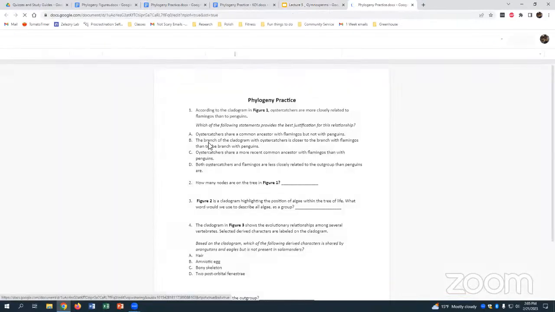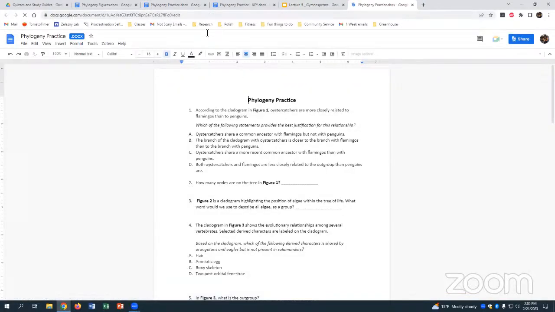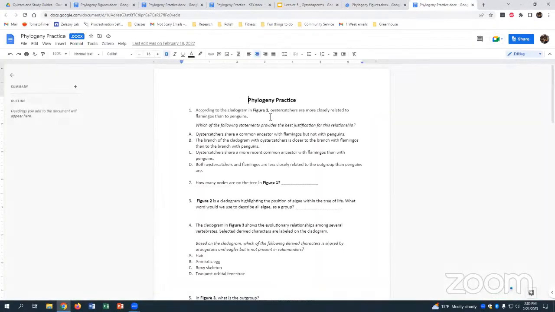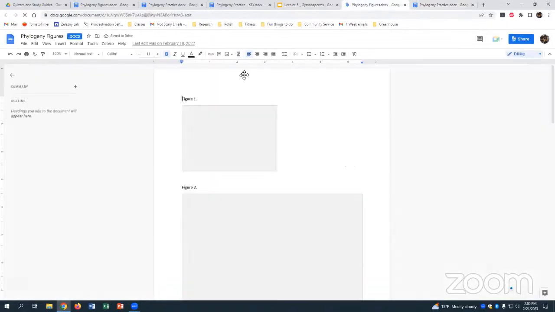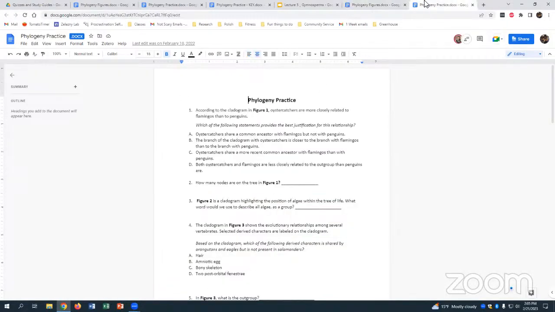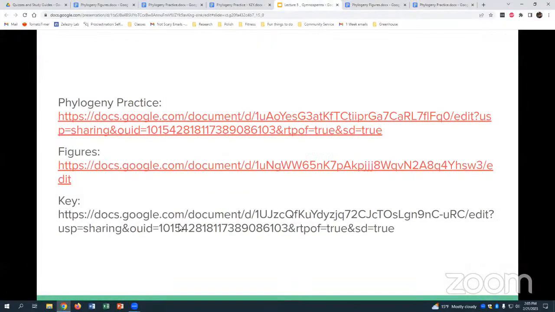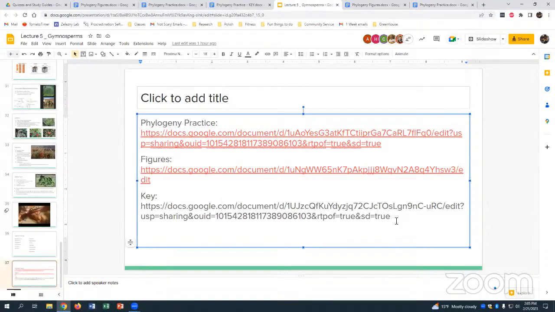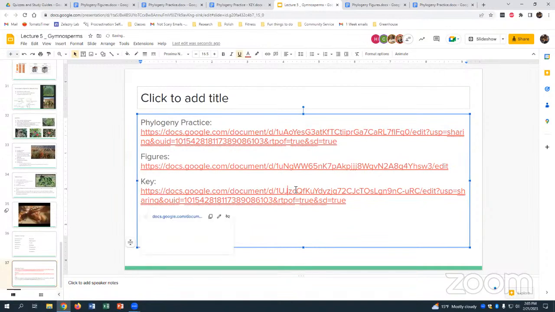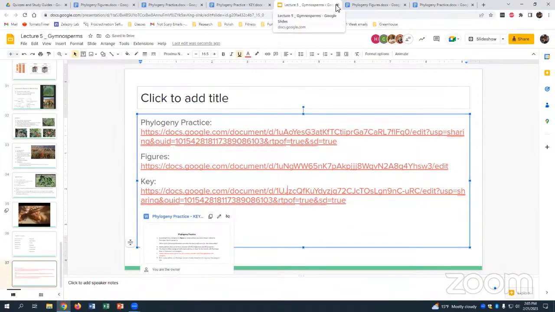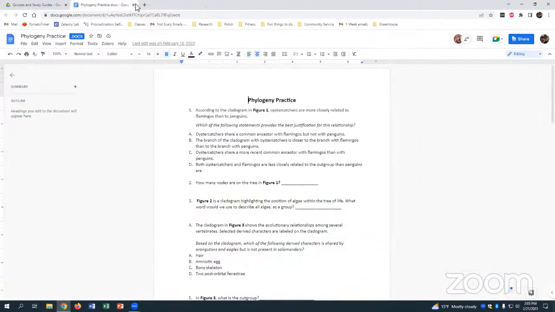So I have a link here to a phylogeny practice document. It has figures that go along with it. So you'll see that this question is referring to figure 1. So you'll find figure 1 over here. Okay. So as you're studying, I'd recommend going through some of these questions, looking at the figures, making sure that you can answer them, and then you can check yourself on this key. I won't click into it now so that you can do these yourself first, but that should get you started with some of the topics that are going to be covered on our quiz next week.